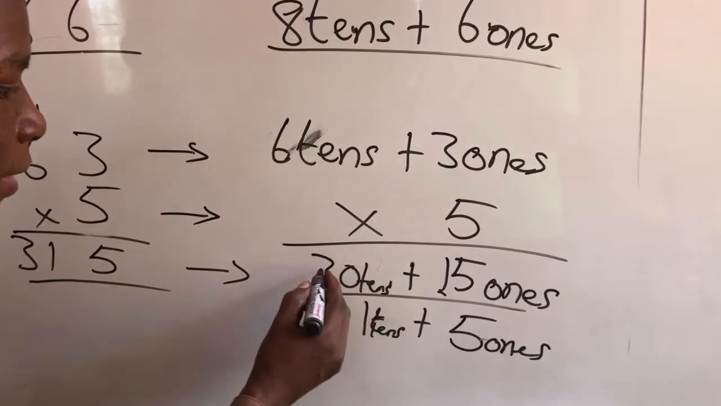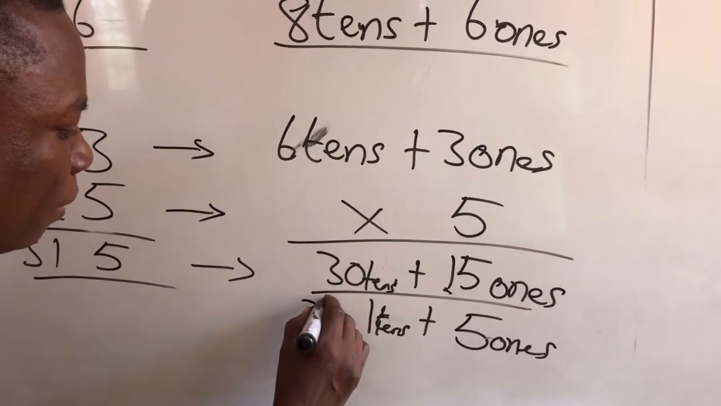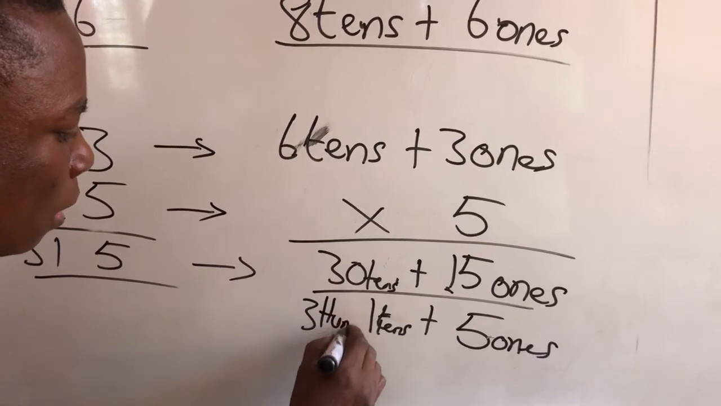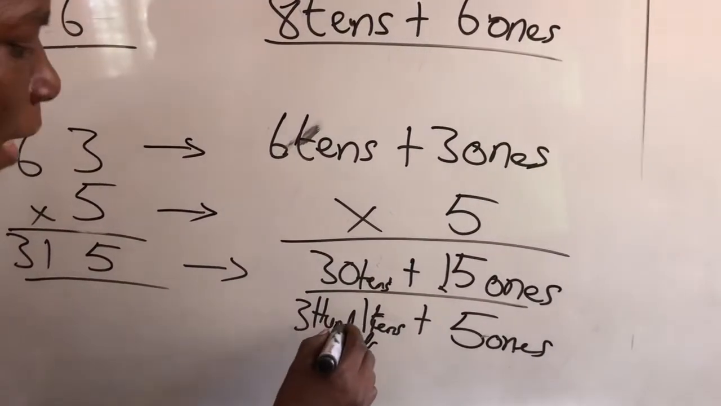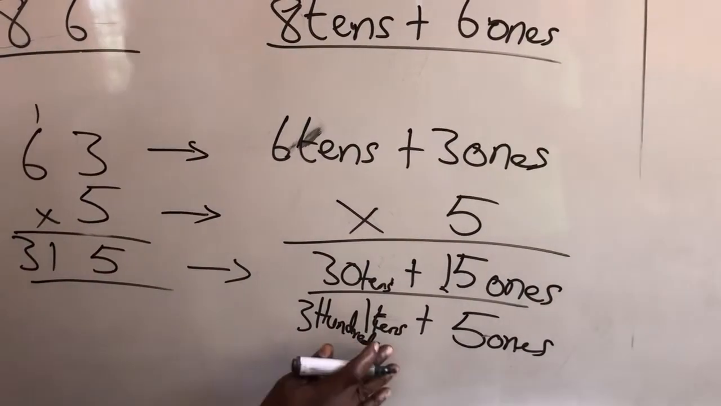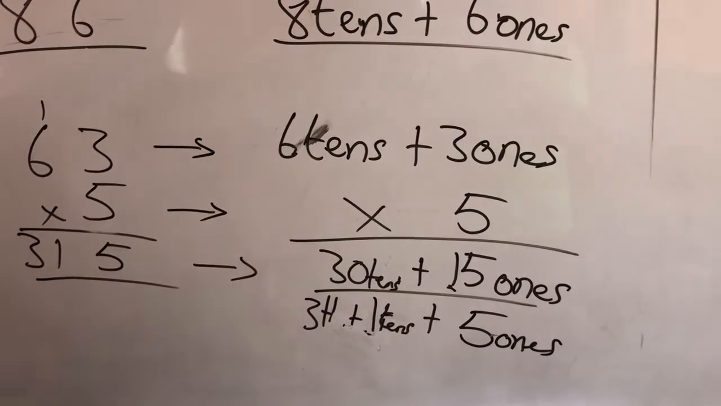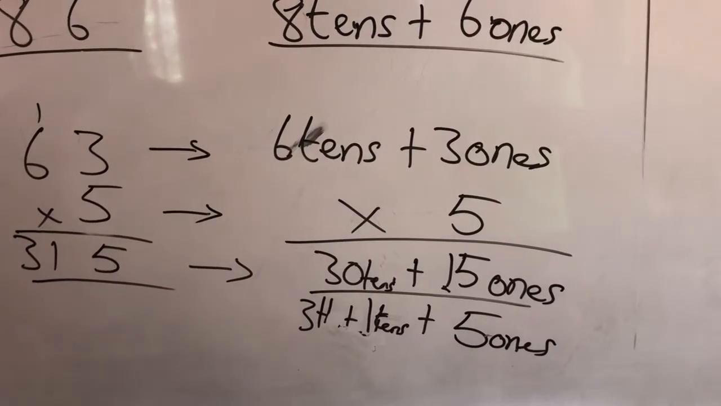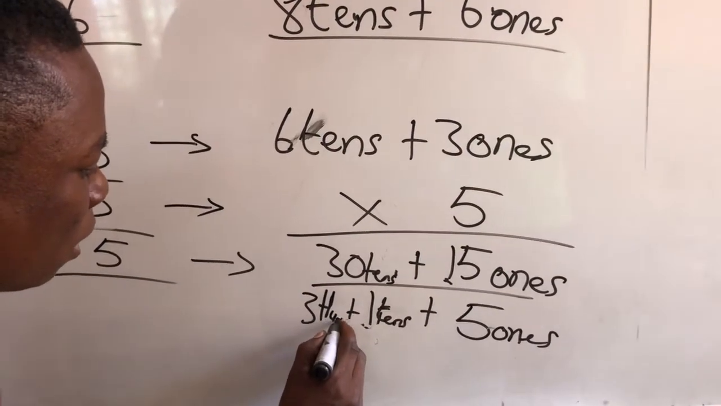Then the third one is 300, because hundreds have how many digits? Let me write each. 3 digits. So that is how it will be. This is each. That is 100.